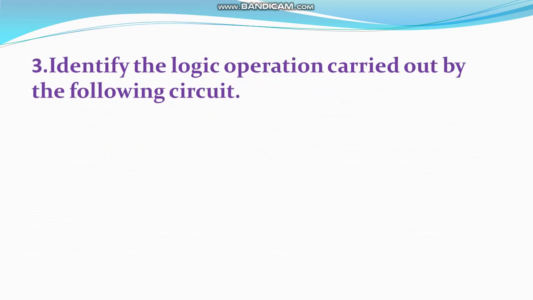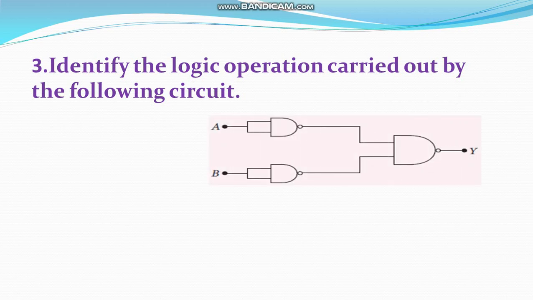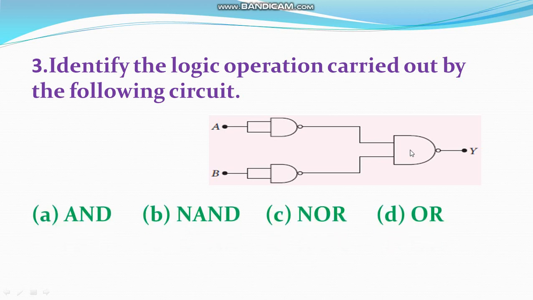Next question. Identify the logic operation carried out by the following circuit. Yes, see, which type of gate is this? It is a NAND gate. So here 3 NAND gates are used. If we are using 3 NAND gates, then our answer is definitely OR. So our answer is D.